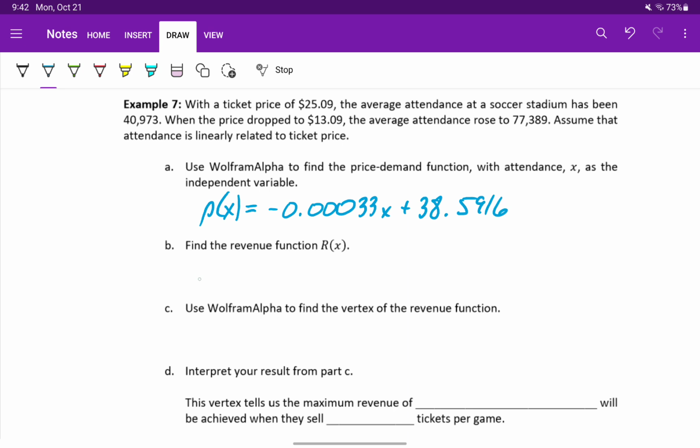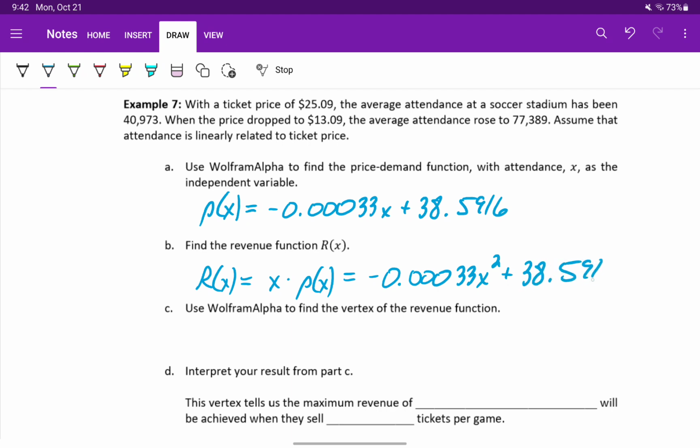From there, we want to find the revenue function, keeping in mind that revenue is price times demand. So we take x times our price demand function, p of x, to get negative 0.00033x squared plus 38.5916x.